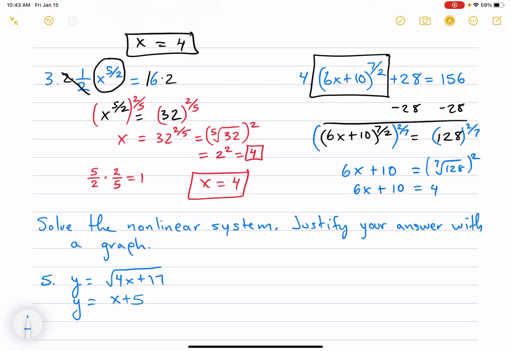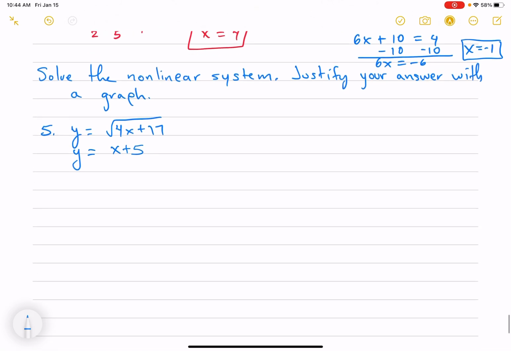So now we could solve for x fairly easy. Subtract 10 from both sides, you get 6x equals -6, which means that x is equal to -1. Okay, so -1 is the answer at this point. All right, please pause this video and copy it if you need to.